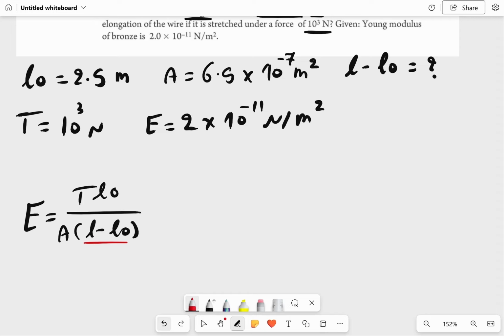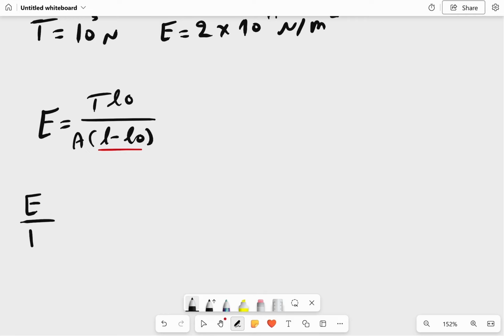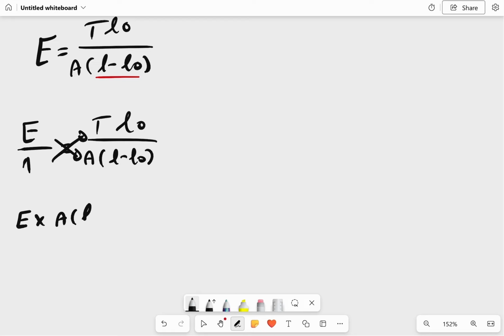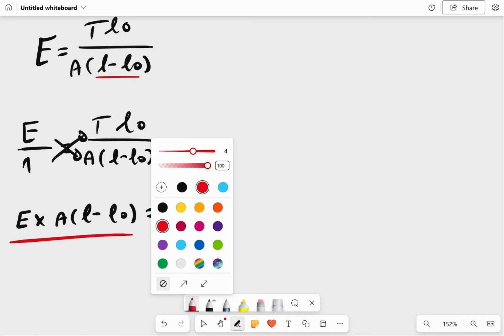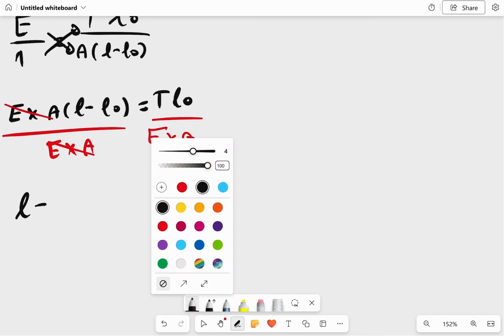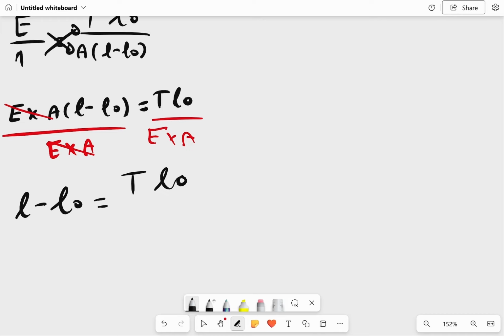Let's say there is E that has 1 underneath it. Then you have tension multiplied by initial length over area multiplied by elongation. Cross multiplication, this one multiplied by this one. Then you'll have E multiplied by area multiplied by elongation, and 1 multiplied by T multiplied by initial length is still the same. You need to find elongation, so divide all of this by E multiplied by A, and the other side too. Then this one cancels with this one. The final equation is L minus L naught is equal to tension multiplied by initial length divided by Young's modulus multiplied by area.